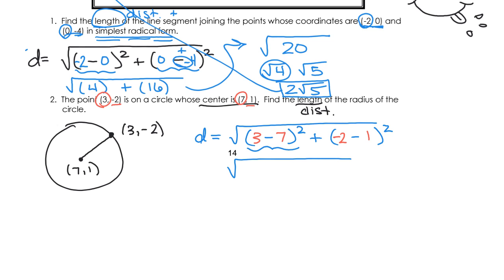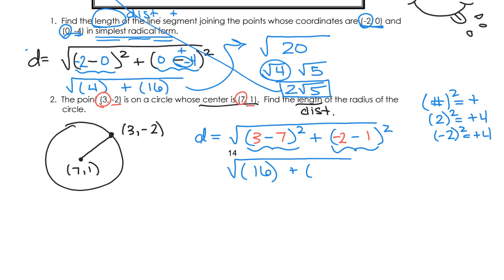Right here, 3 minus 7 is -4, and -4 squared is 16. Keep in mind, anytime you take a number and square it, it will always come out positive. A positive number squared is going to be a +4, and a negative number squared will also be a +4. So be careful. If you don't use parentheses in your calculator when you square numbers, they could come out negative, which is wrong. In the second set, -2 minus 1 is -3, and -3 squared is +9. These numbers in here should always be positive after you square them.